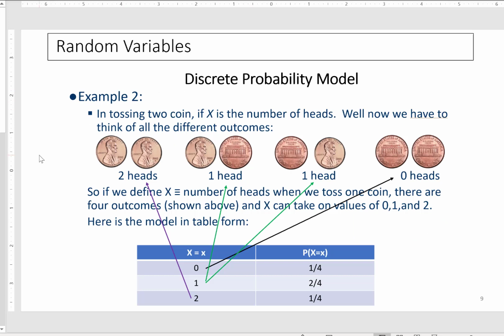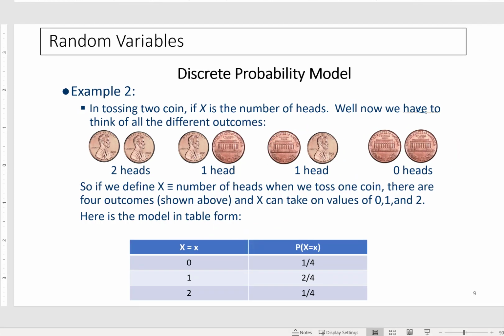Now let's look at another example. In tossing 2 coins, if x is the number of heads, well, now we have to think about all the different outcomes. If I toss 2 coins, I could see 2 heads, or the first coin having a head and the second one having a tail, or the first one having a tail and the second one having a head, which is this one right here, and then no heads at all. So I have 4 separate outcomes for this particular experiment.